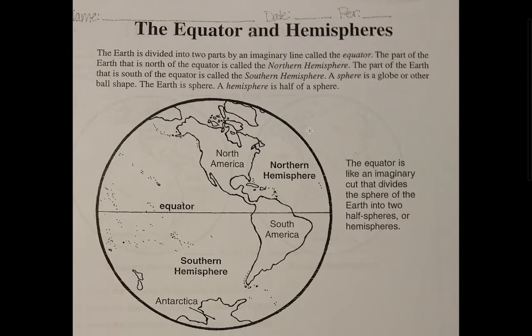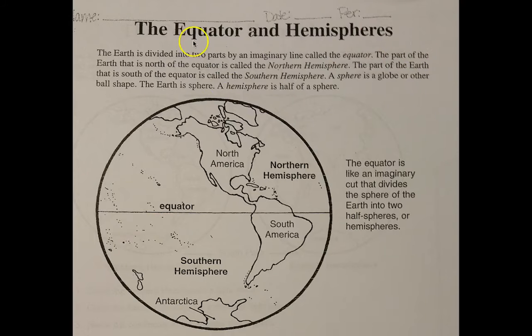Okay, so for this, it says the Earth is divided into two parts by an imaginary line called the equator. So this is a definition. I would take a highlighter or a color pencil and highlight this. The part of the Earth that is north of the equator is called the northern hemisphere. The part of the Earth that is south of the equator is called the southern hemisphere. A sphere is a globe or other ball shape. The Earth is a sphere. A hemisphere is half of a sphere.